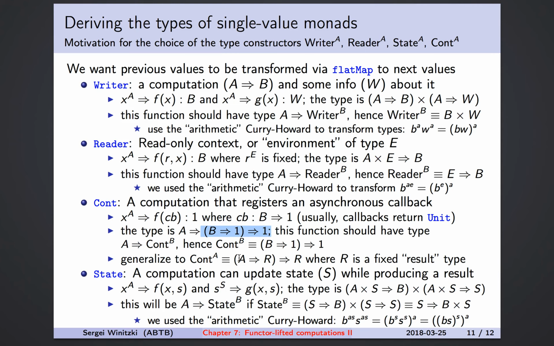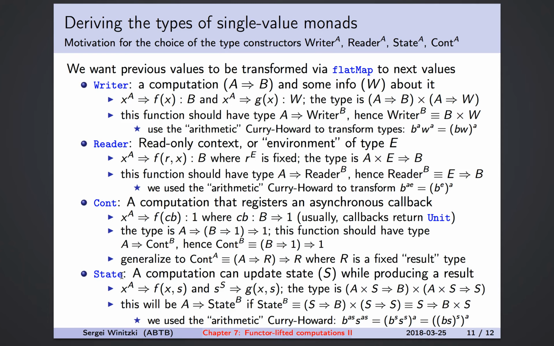And we can generalize this to return a non-unit result type in case that this should return some kind of result, maybe error messages or something else. The callback could return more information than just unit. So maybe there's some error, maybe some other information. So usually the continuation monad therefore is defined as this type, where R is a fixed result type.